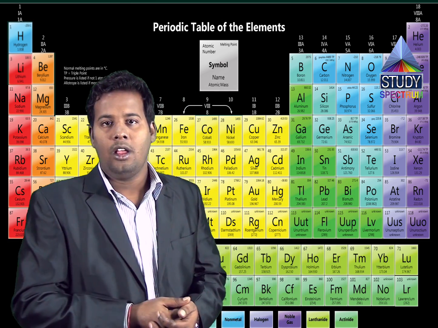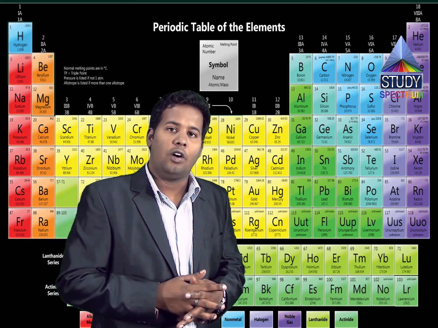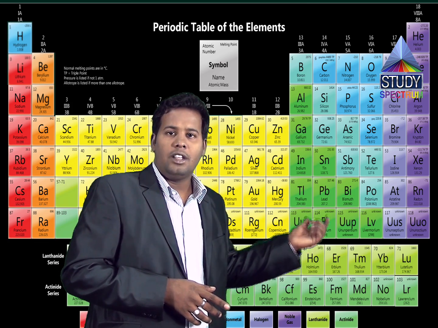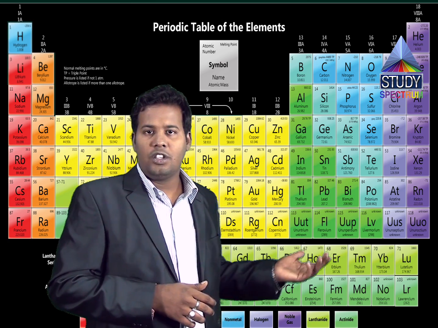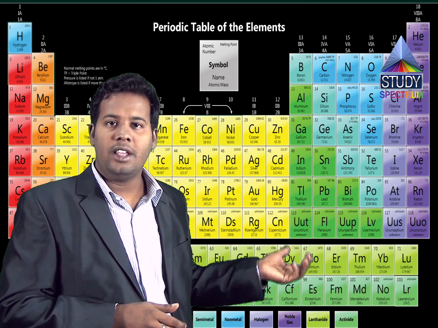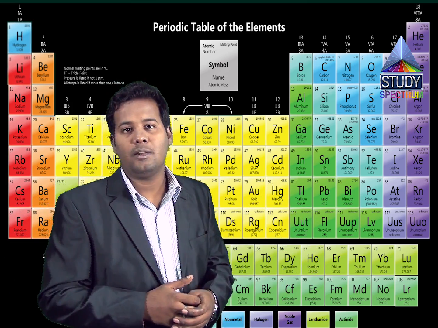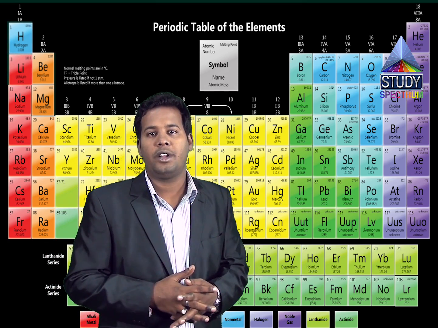Now the fourth demerit was, he placed a very few wrong elements in wrong groups. For example, if you see his periodic table, manganese is placed in a group of halogens. But manganese is a metal, how can it show similar properties of halogens?